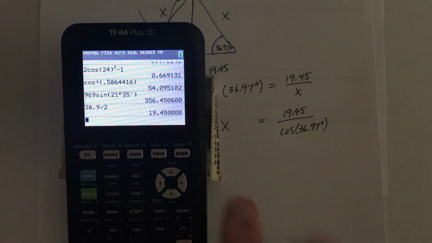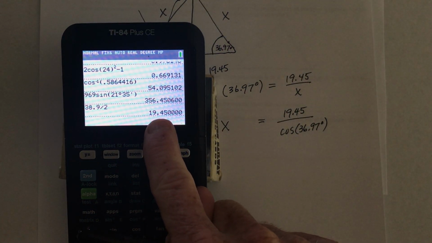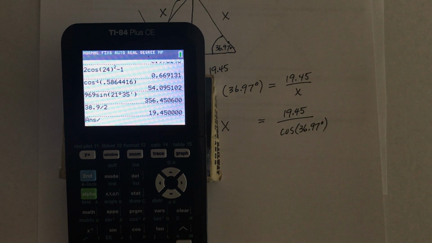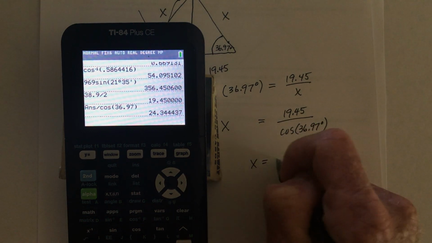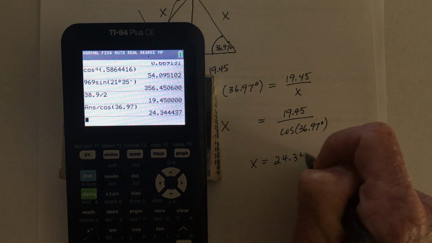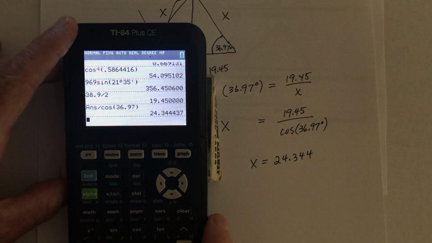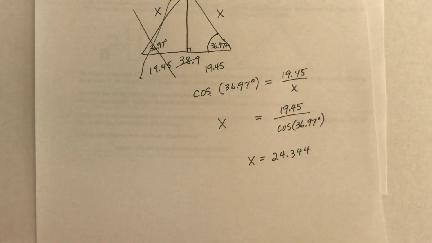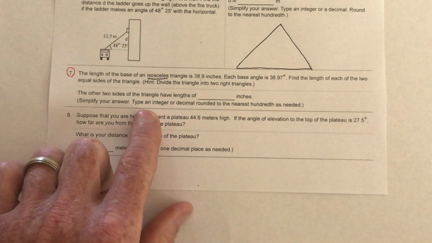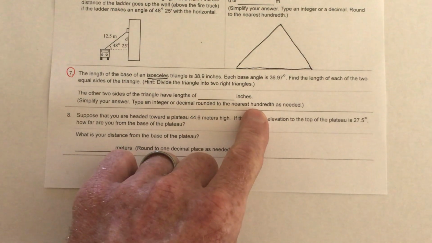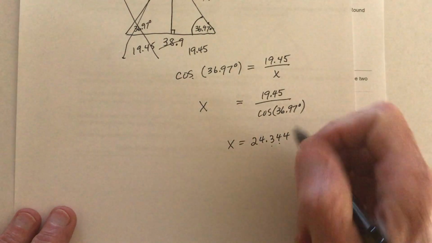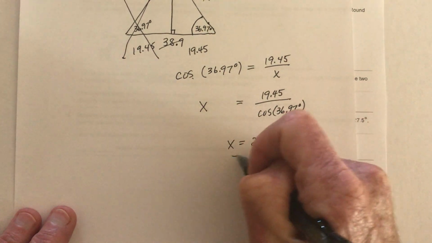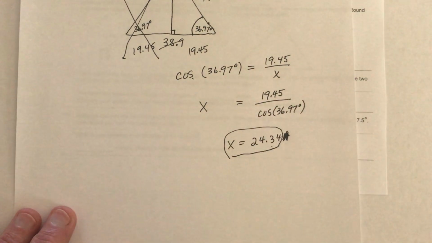So I could just take this last number, 19.45, and hit divided by cosine of 36.97. And then it would be 24.344. I prefer to go to 3 decimals. What do they say? Type an integer or decimal rounded to the nearest hundredth. So that means 2 decimals, the tenths, the hundredths, so I wouldn't need this. That would be my answer.